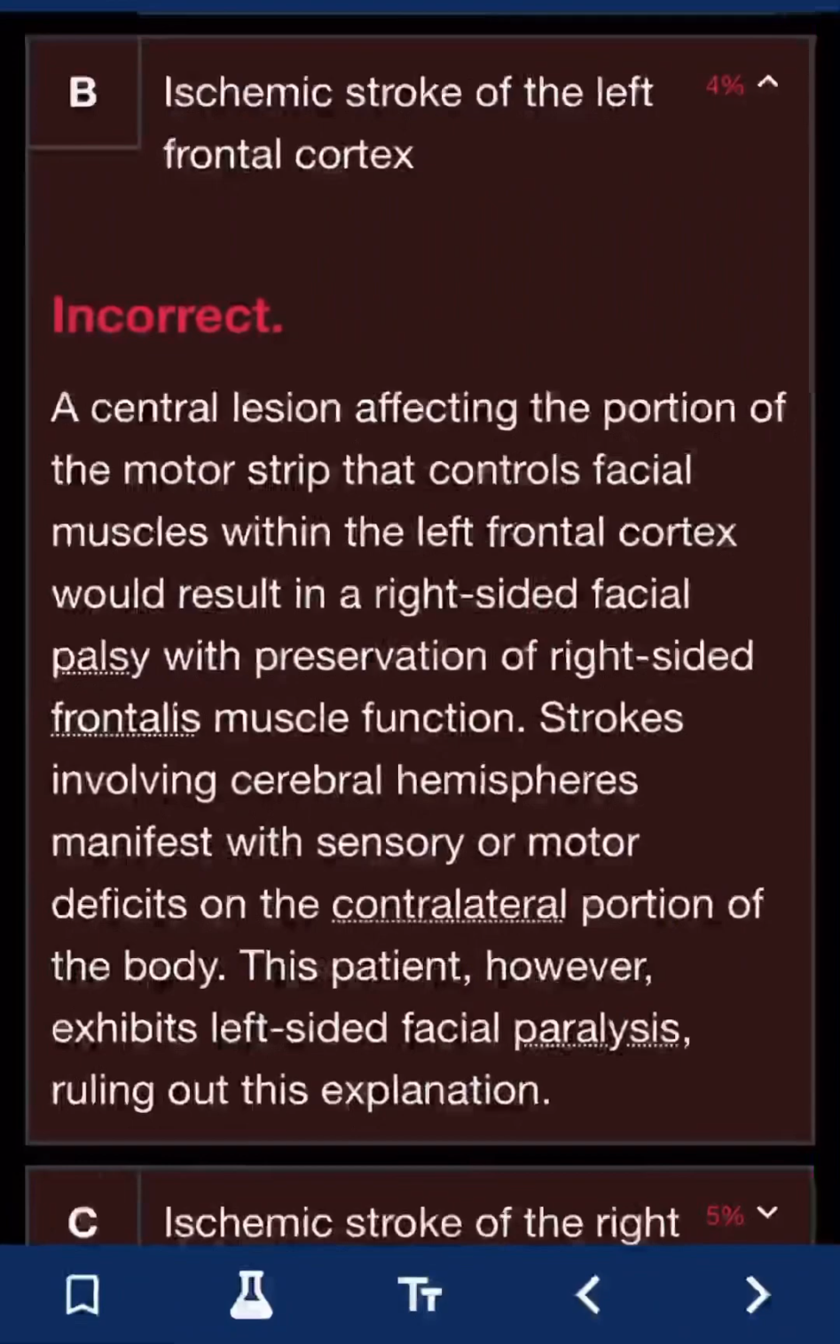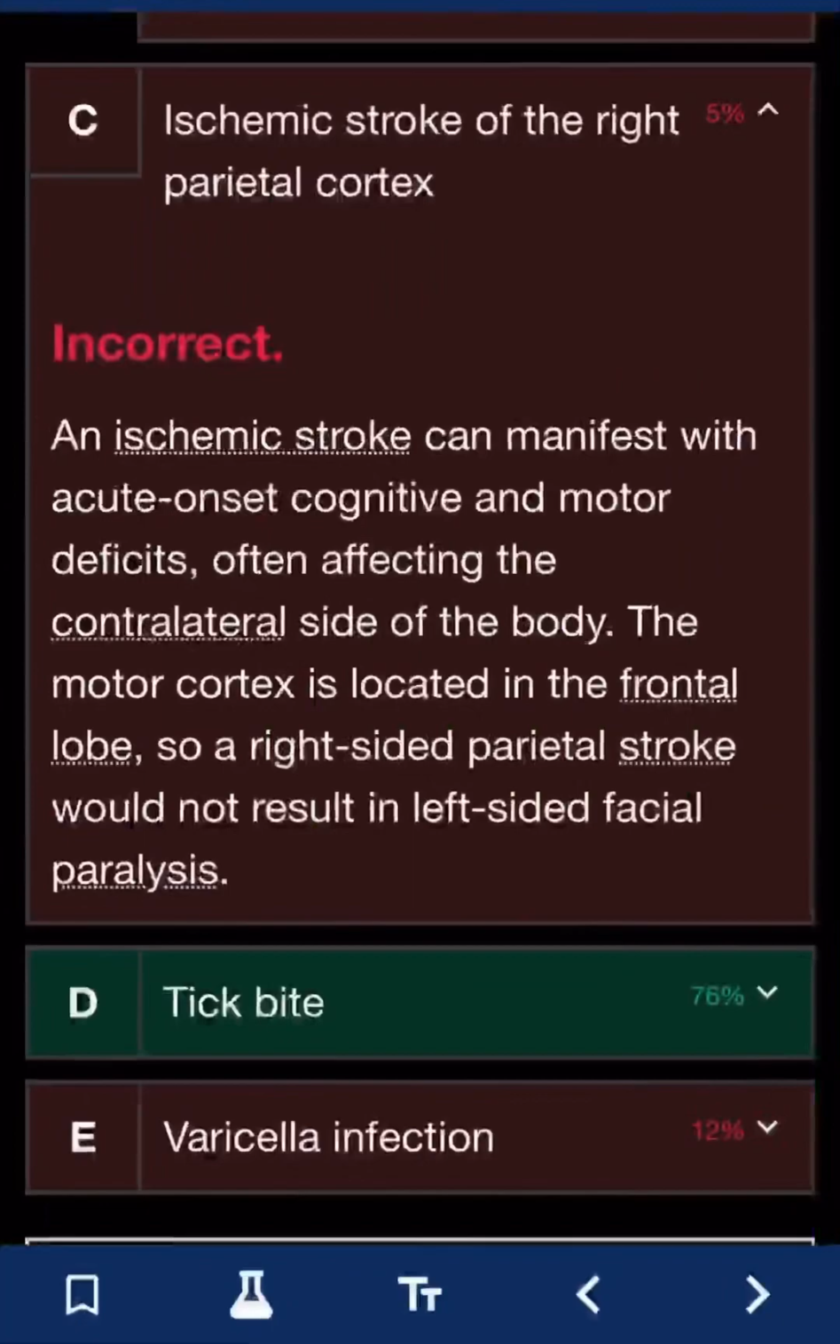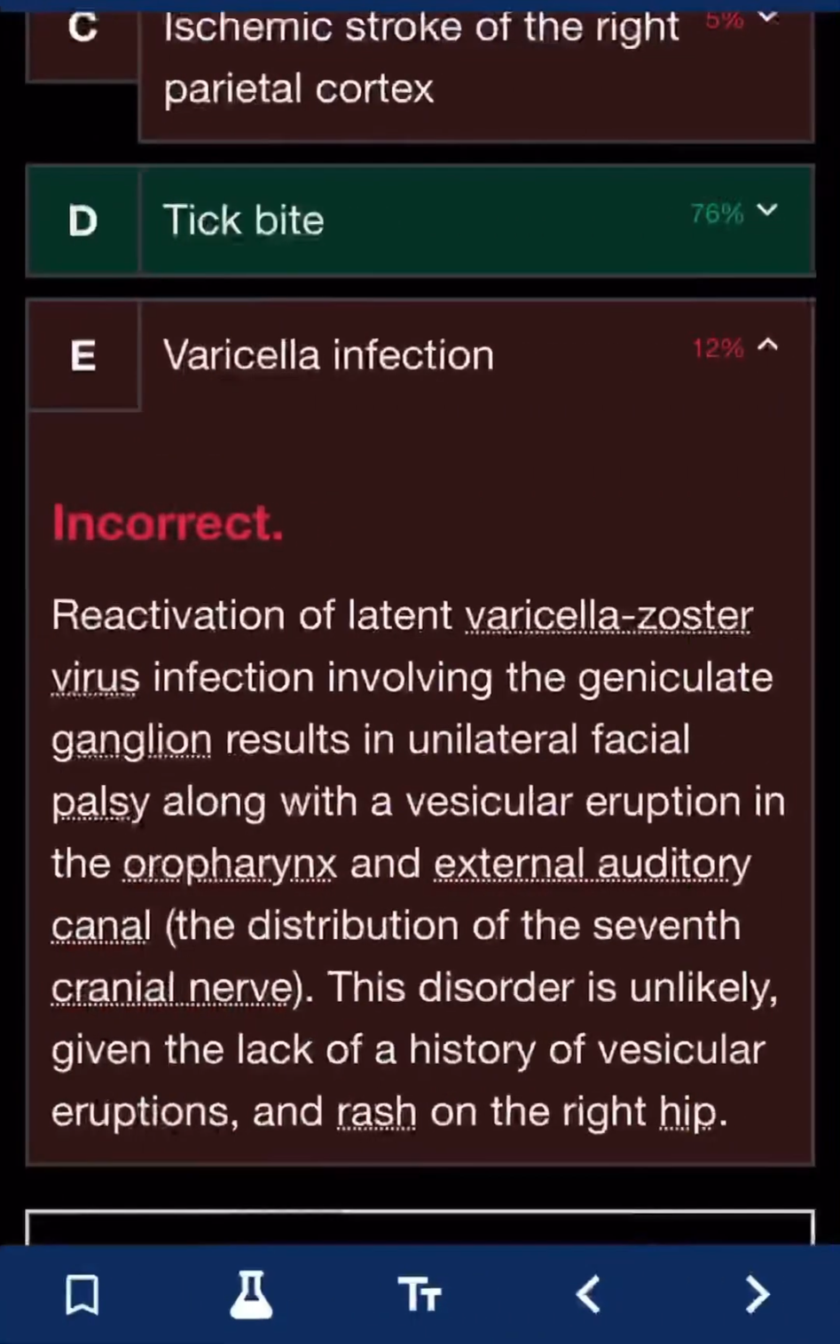Option B is ischemic stroke of the left frontal cortex. That is quite different. Strokes involving the cerebral hemisphere manifest with sensory or motor deficit. We can also find contralateral portions of the body having deficit or paralysis. It's not just the face or facial nerve paralysis. Ischemic stroke can also manifest with acute onset of cognitive and motor deficit, also on the contralateral side of the body. That's quite different. Then think of varicella zoster virus, that is herpes zoster as we know it, and that is quite different from Bell's palsy.